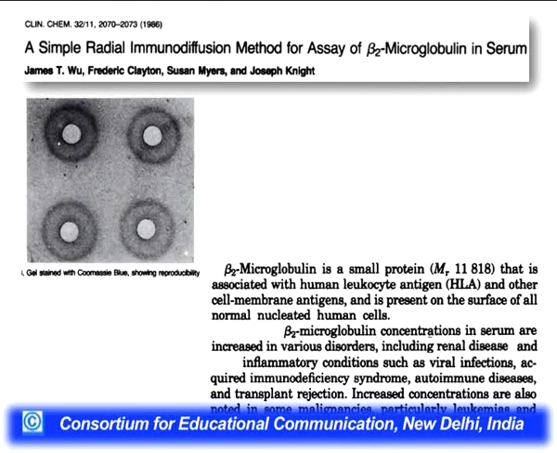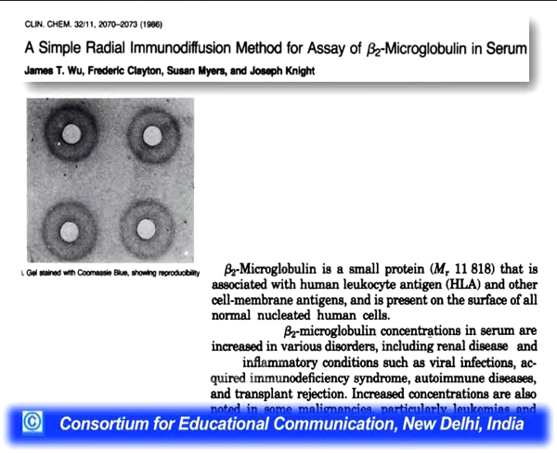It has been found that the beta-2 microglobulin concentration increases in the serum in various abnormal conditions and disorders, which include renal infections, acquired immunodeficiency syndromes, autoimmune diseases, and transplant rejections, and subsequently it was found that they were also high in leukemia. So if the patient sample is loaded onto the well, and the precipitin line formed is compared with the standard curve, we can easily make out whether the patient is synthesizing a high level of beta-2 microglobulin.